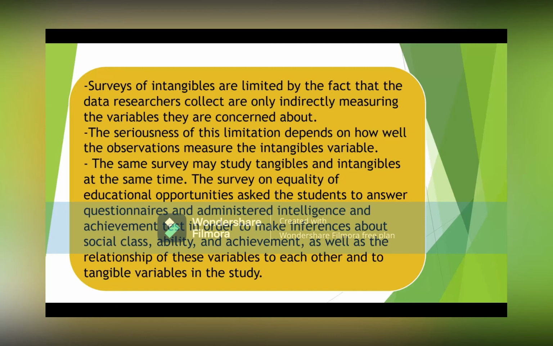The same survey may study tangibles and intangibles at the same time. The Survey on Equality of Educational Opportunities asked the students to answer questionnaires and administered intelligence and achievement tests in order to make inferences about social class, ability, and achievement, as well as the relationship of these variables to each other and to tangible variables in the study.